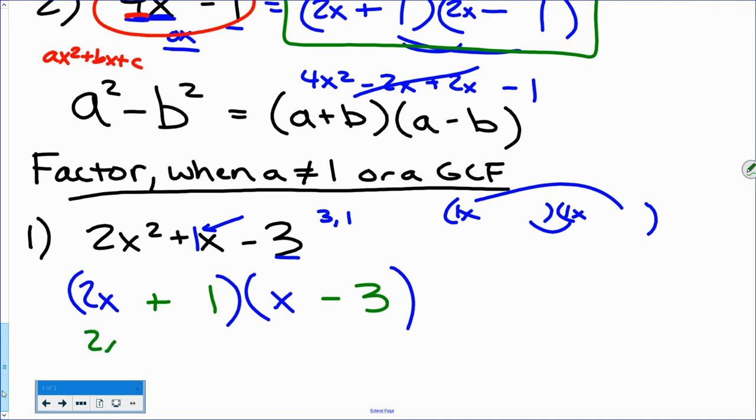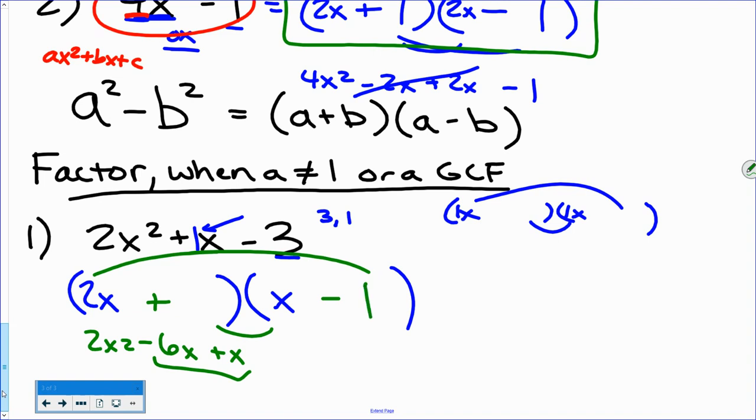So I know I got my 2x squared, right? Here's the part that's tricky. This is going to give me a negative 6x plus x. That does not combine to 1x. So I know I have these in the wrong spot. All right, so I'm going to fix that.